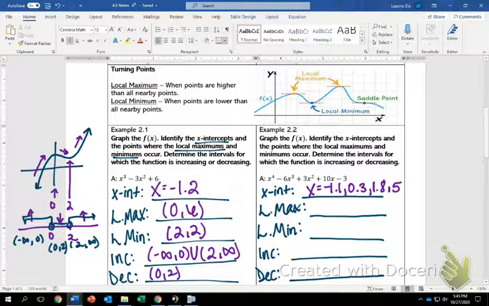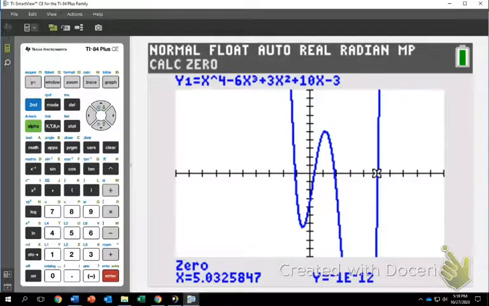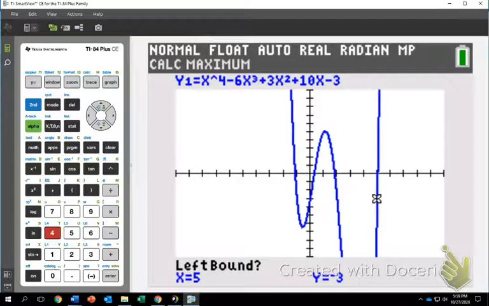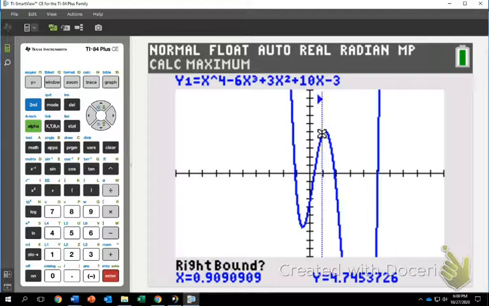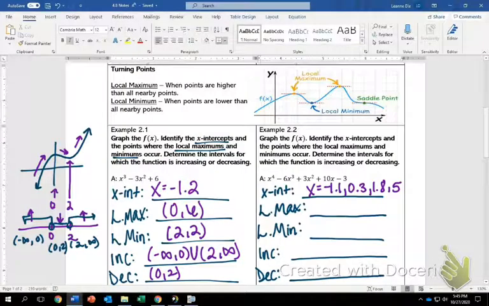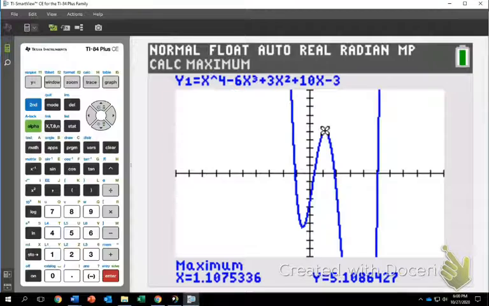Okay, so thankfully, x-intercepts were the most, so we're just going to go back over here, and we need to find our maximum. So second trace, 4 for maximum. I'm going to go back over to the left. Okay, there it is. Remember, go to the maximum, and then go to the left. Okay, I can't really tell that it's not on the maximum, so I'm going to press the left one more time. Enter. Okay. And then I'm going to go to the right. Okay, I can clearly see it's to the right now. All right, so my maximum is 1.1 and 5.1. So I'm just going to write that down. 1.1, comma, 5.1.